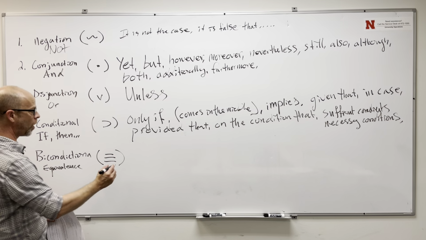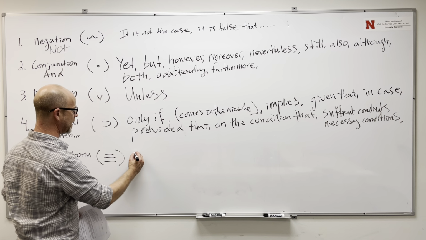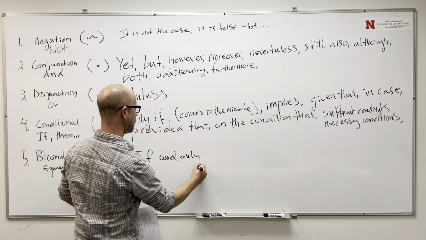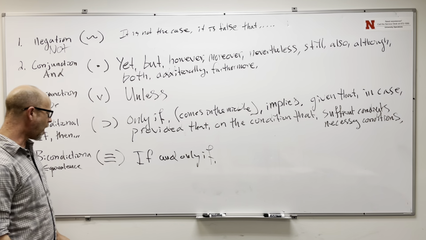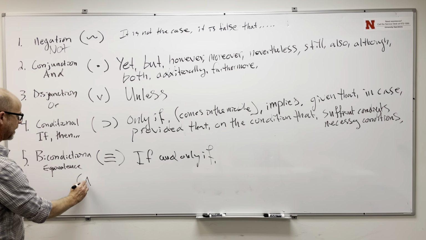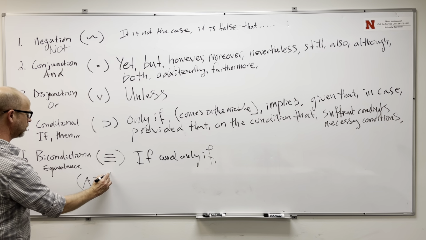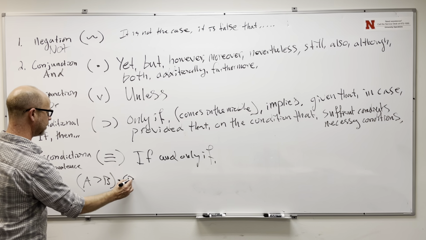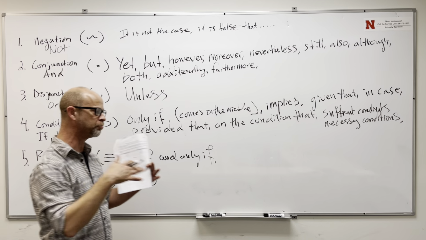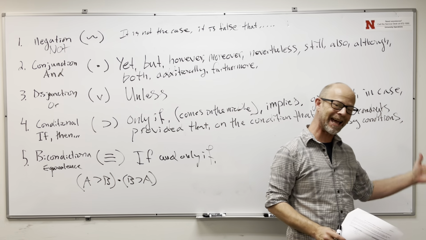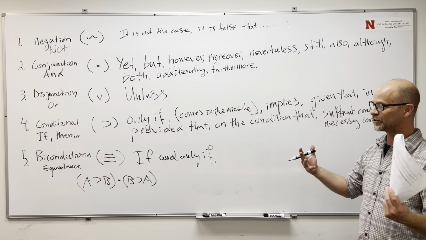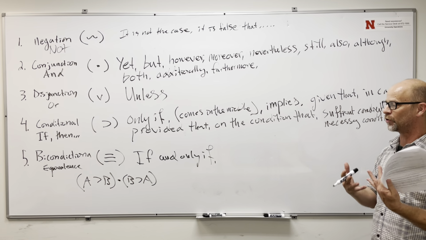Biconditionals, remember, we oftentimes refer to this as if and only if. And the reason why is because essentially what we're doing is conjoining together two different conditional statements. If A, then B, and if B, then A. Right? So the implication goes both ways. If A, then B, and it's also the case that if B, then A. Right? So it's called a biconditional because we're literally conjoining together two different conditionals.